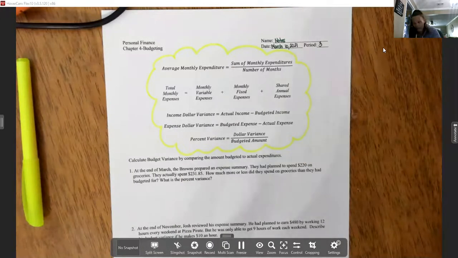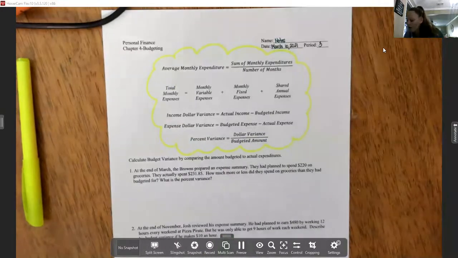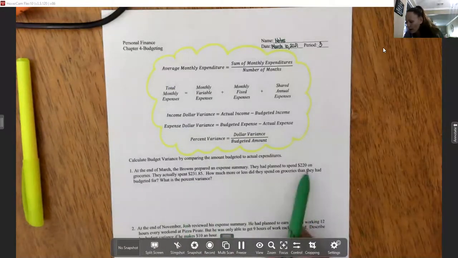So here on number 1, it says at the end of March, the Browns prepared an expense summary. They had planned to spend $220 on groceries. They actually spent $231.85. How much more or less did they spend on groceries than they had budgeted for? So they spent $231, they budgeted $220.